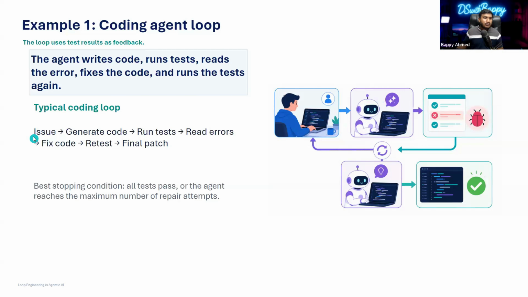So the typical coding loop is: issue, generate the code, run test, read errors, fix code, rerun, final patch. Stopping condition: all tests pass, or the agent reaches the maximum number of repair attempts. So this is our termination condition here.